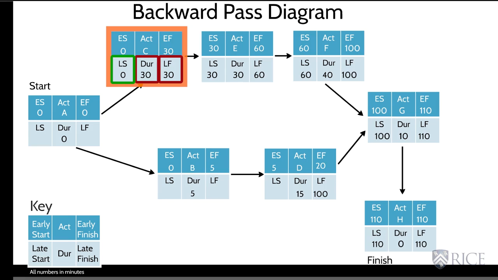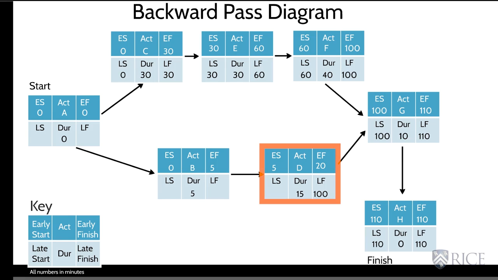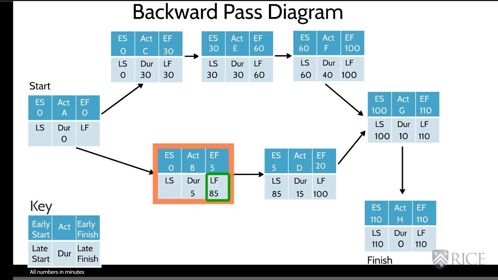We're going to stop here because we don't know whether or not to use this number or the one from below. So now we're going to finish the lower branch. We now move to the activity D, and the late finish of D, which we had transferred earlier, is 100. So if we subtract the duration, 15, we get 85 as the late start. Now we move the late start of D into the late finish of B, subtract the duration of 5, and we get a late start of 80.